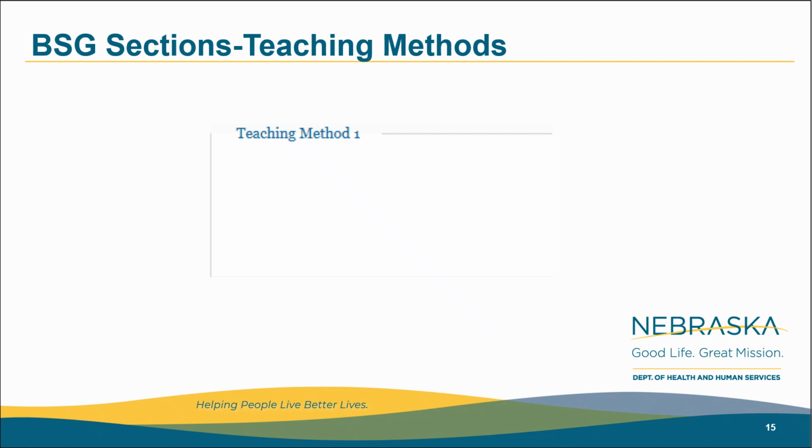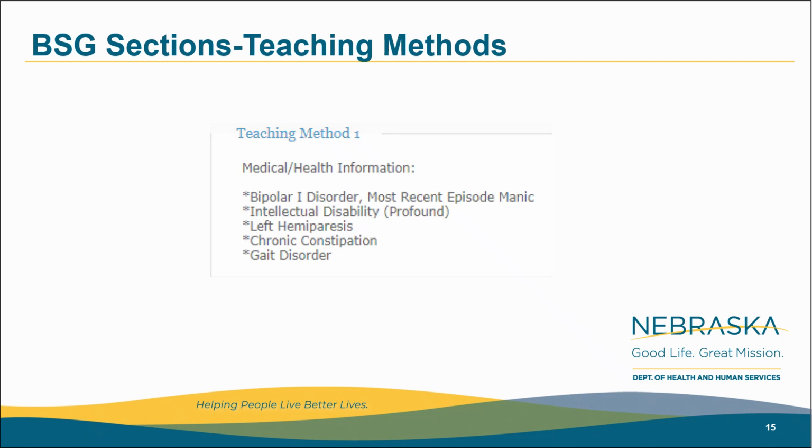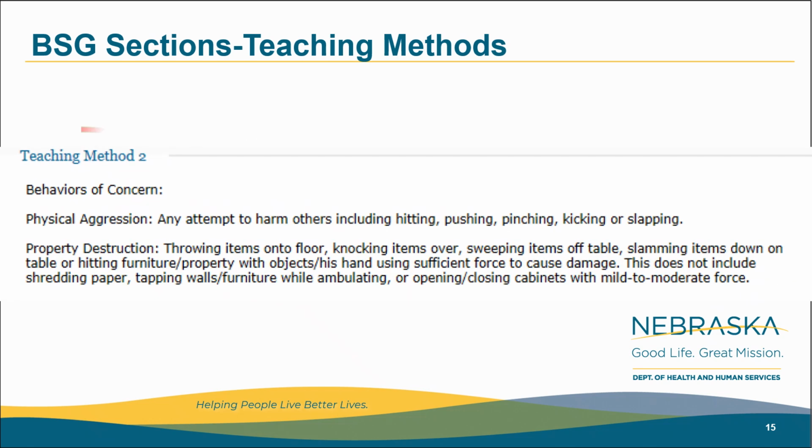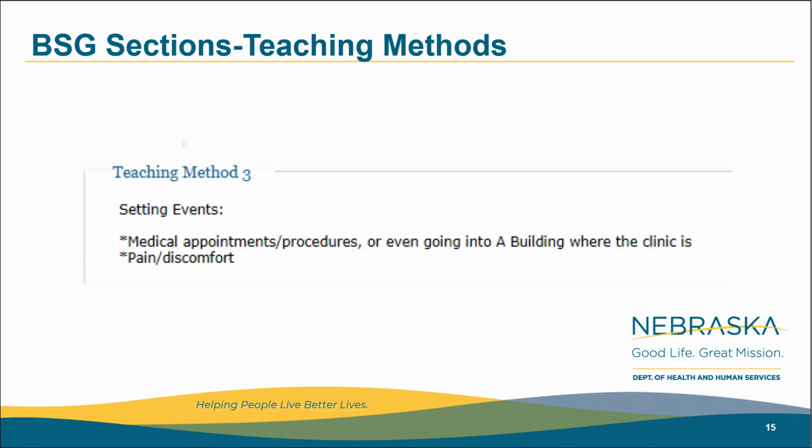In Teaching Method 1, you will generally find medical and health information, including any pertinent psychiatric or medical diagnoses. Teaching Method 2 will generally contain definitions of the behaviors of concern. You may also find definition of precursors or mental health indicators here. Teaching Method 3 will generally contain a list of setting events for the individual. Remember that setting events are things that increase the likelihood that a target behavior will occur.